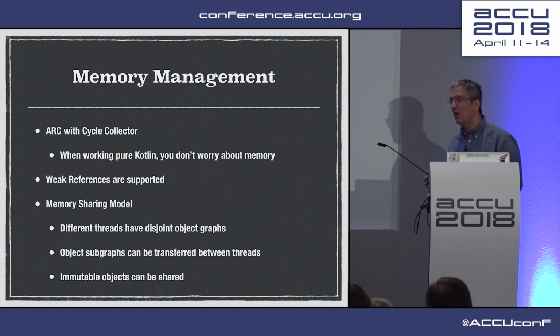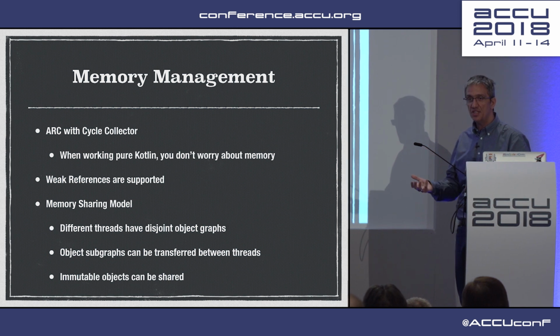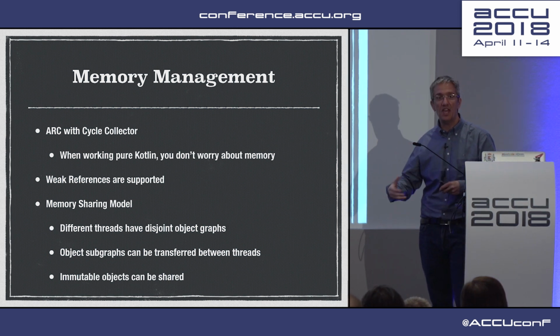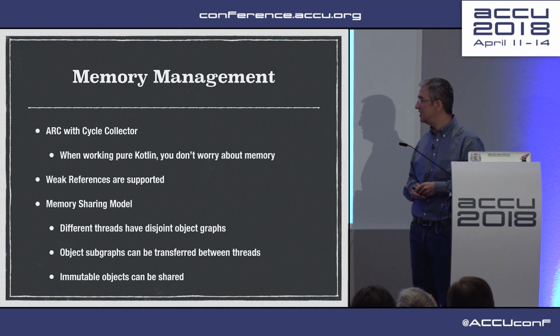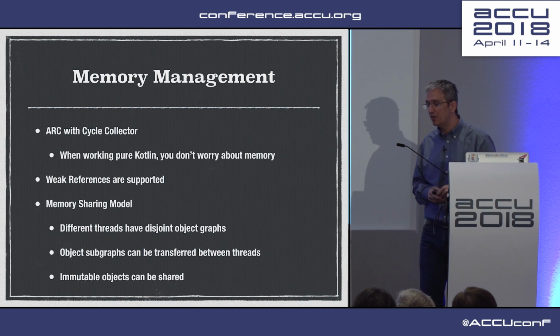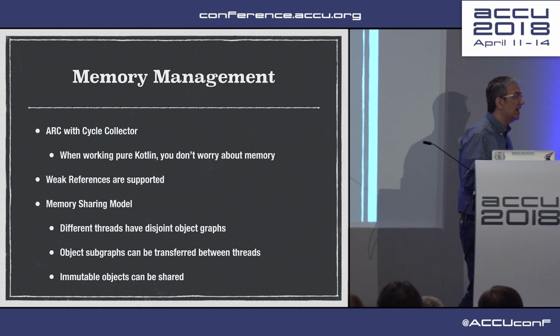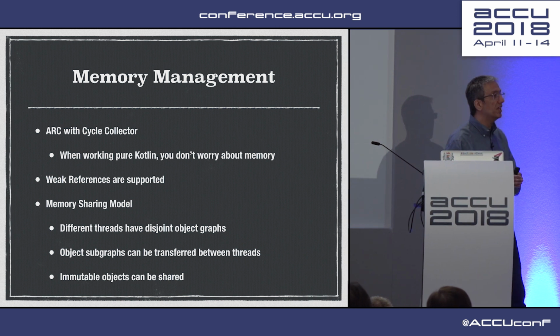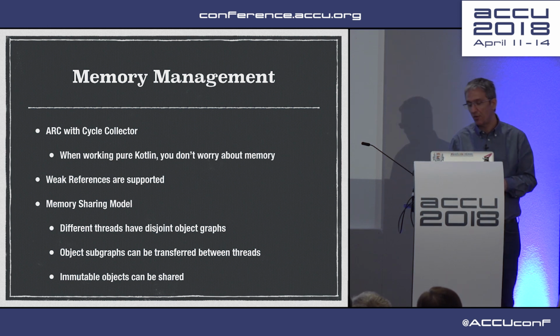If, however, you are interoperating with other platforms, such as C, then there are specific APIs to deal with that. We have weak references, which have recently been added. And in terms of the shared memory model, different threads have disjoint object graphs. So essentially, anything that is mutable cannot be shared across threads. Right now, this is enforced at runtime. There are no compile time checks for this.